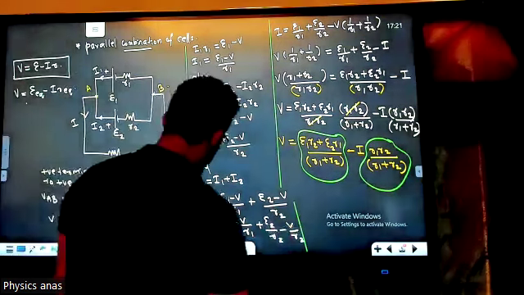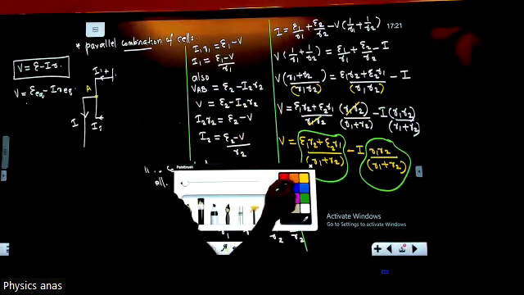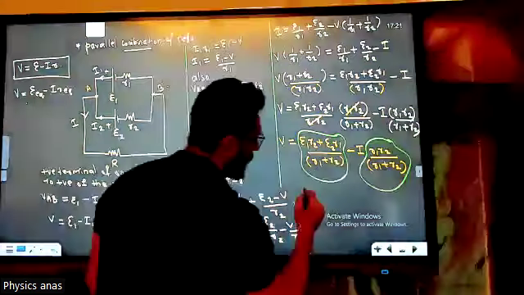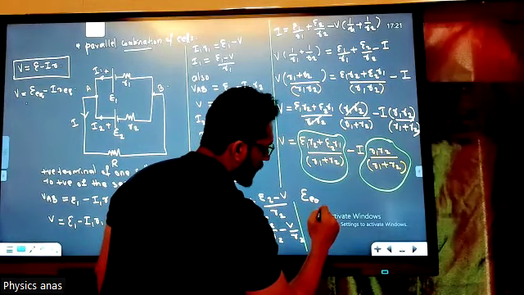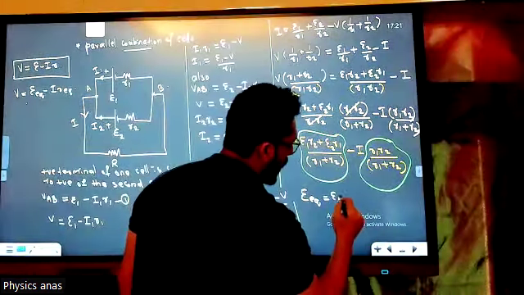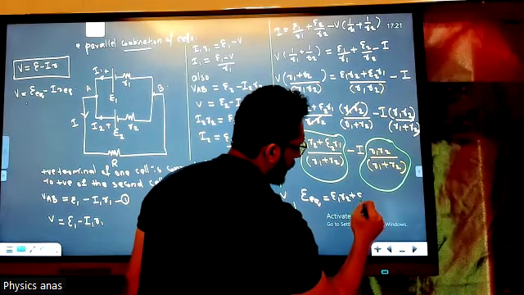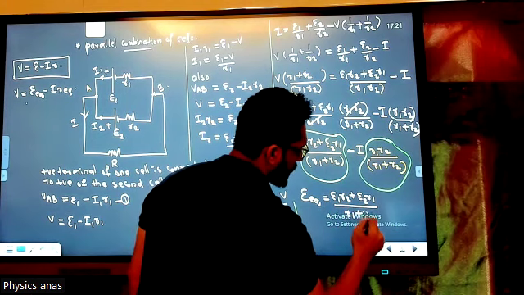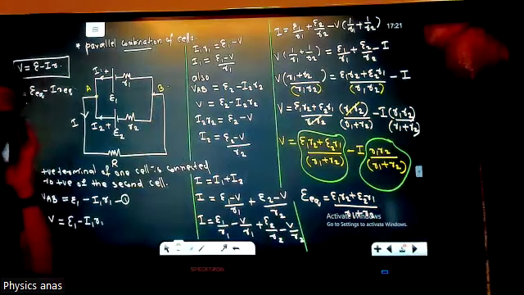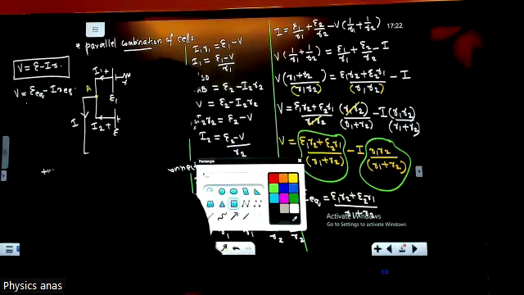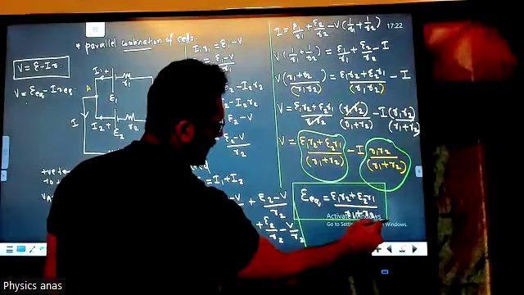What is the equation for E equivalent? That's E1 R2 plus E2 R1 divided by R1 plus R2. That's E equivalent. Now you have the equation for E equivalent.